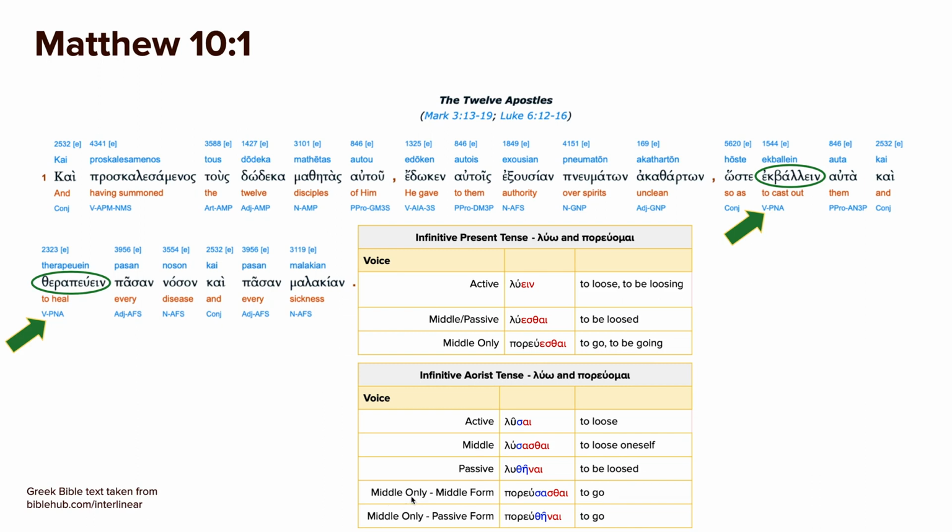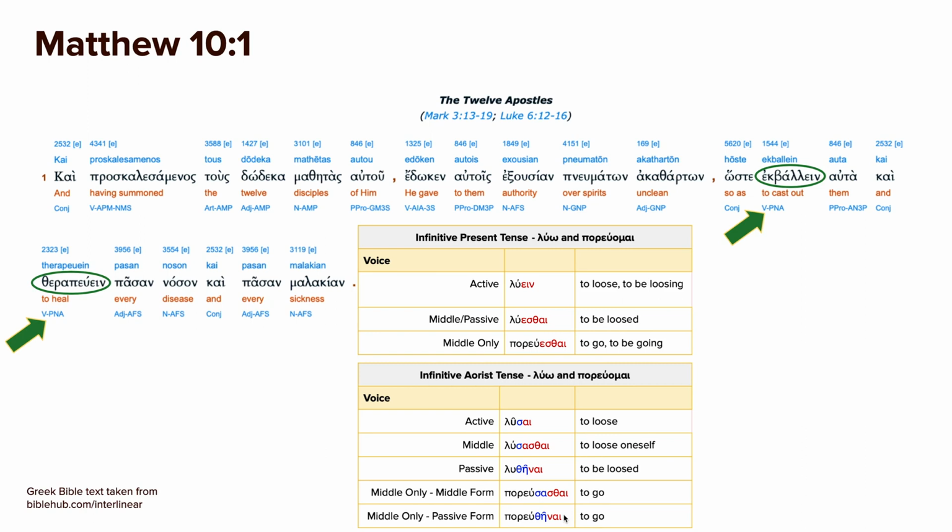All right, and then over here we have the middle-only form, poreusasthai. Notice it's similar, esthai, but you add the sigma and change the epsilon to an alpha. Poreusasthai. And then the middle-only passive form is poreuthenai. So these are actually interchangeable. They both mean to go. Poreusasthai, poreuthenai.